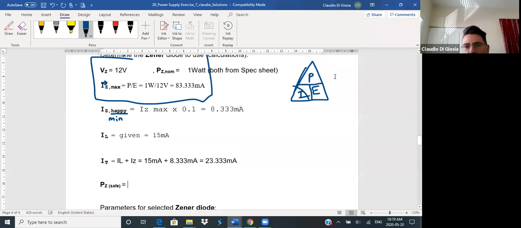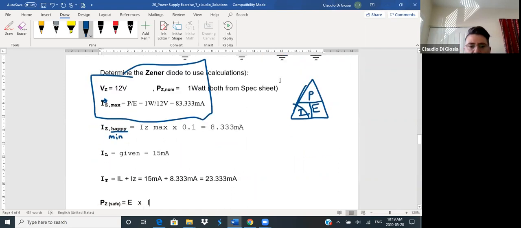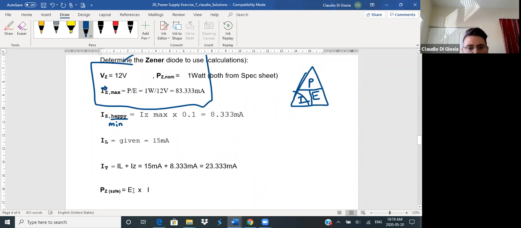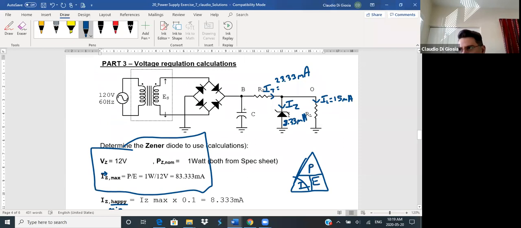If we look at the triangle here, P is what? I times E. So we have an E times an I. But which E and which I? Well, we're looking at the power across the zener. You want the voltage across the zener, which is EZ, which is VZ, which is EO, let me just write it down as EO first. And multiply by I what? So you would think IZ.